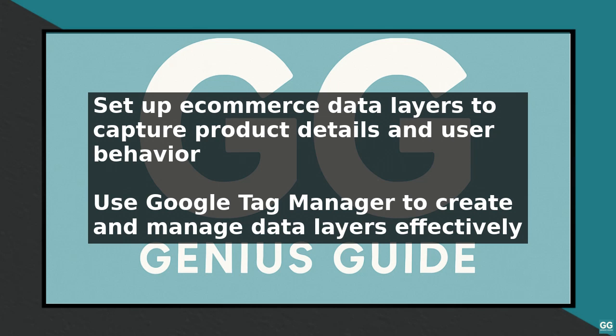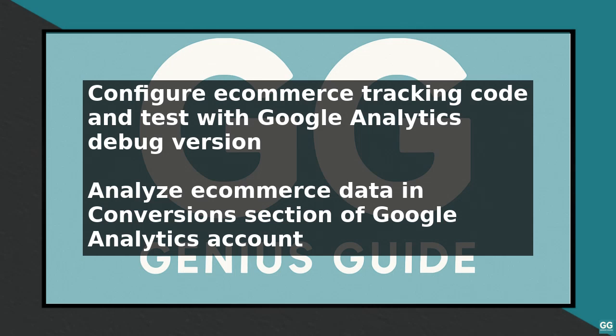Once you have set up your e-commerce tracking, you can start to analyze your data. Navigate to the Conversions section of your Google Analytics account and select E-commerce. Here, you can view detailed reports on your e-commerce data, including product performance, transaction information, and user behavior.